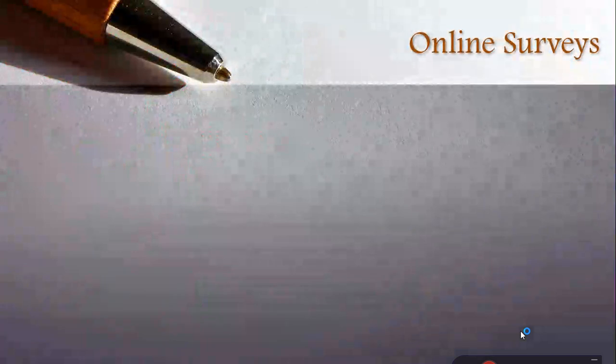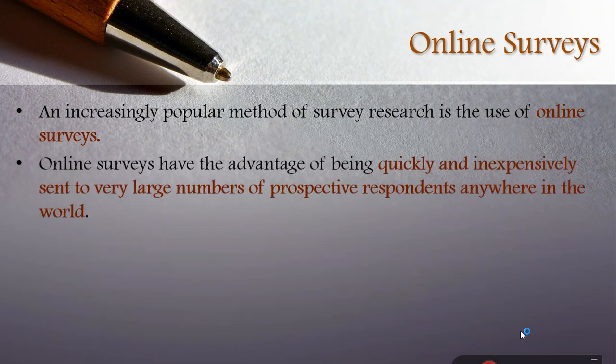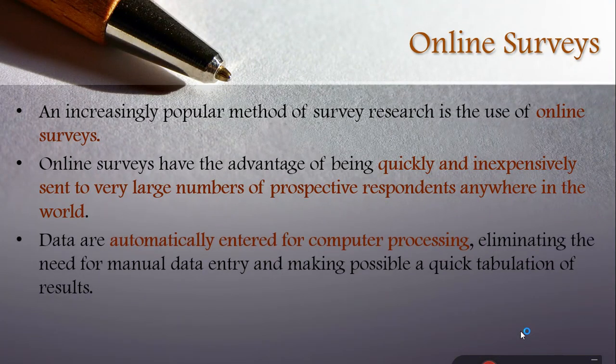In terms of online surveys, this is an increasingly popular method of survey research, and I would even venture to say that it's probably the most popular method of survey research these days. Online surveys have the advantage of being quickly and inexpensively sent to a very large number of prospective respondents, not only here in the US, but anywhere in the world. Similar to the CATI system that I just mentioned, in online surveys, data are also automatically entered for computer processing, eliminating the need for manual data entry and making possible a quick tabulation of results.